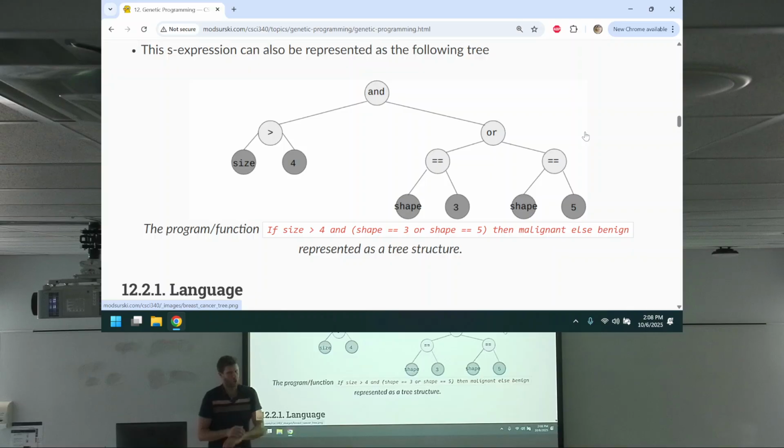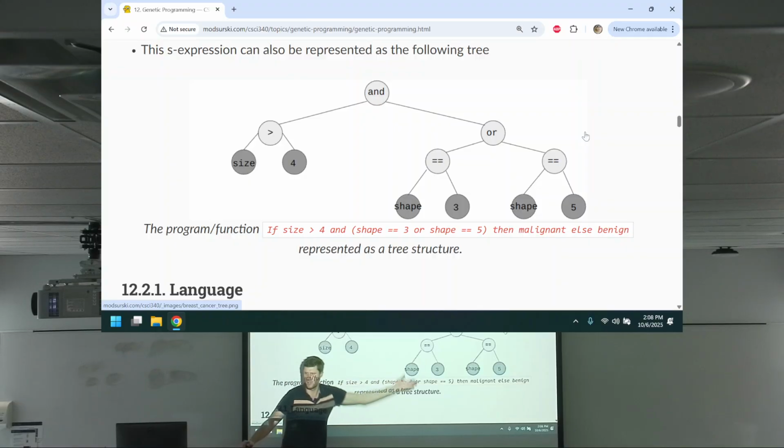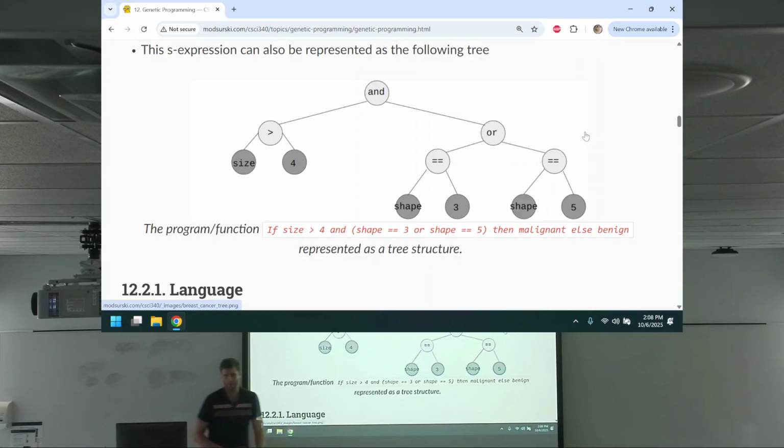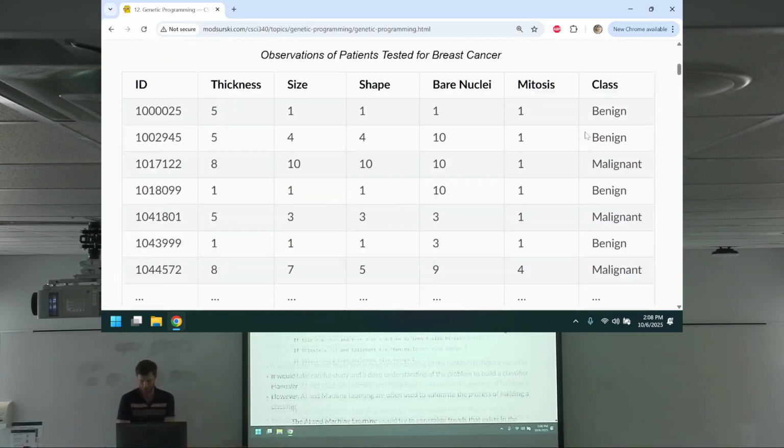What operators do we allow? Should we allow addition in here? Should we allow exponents? What types of constants should we include? What variables are there? Well, the variables are probably going to be dictated by whatever your problem is, right?